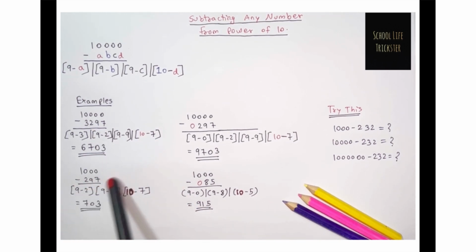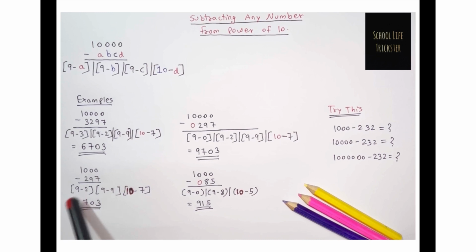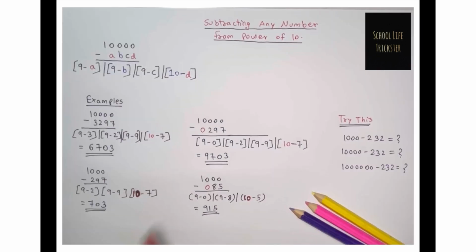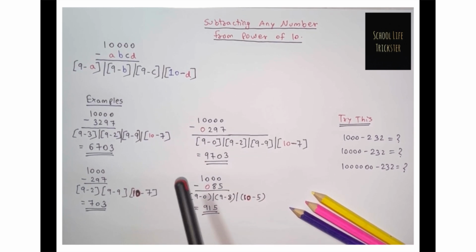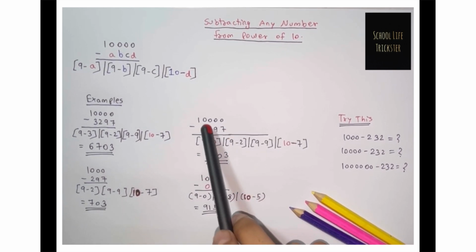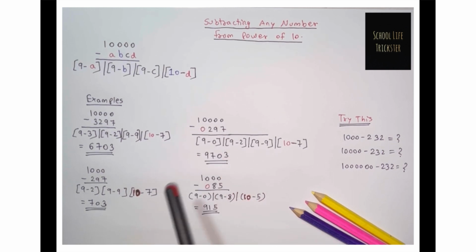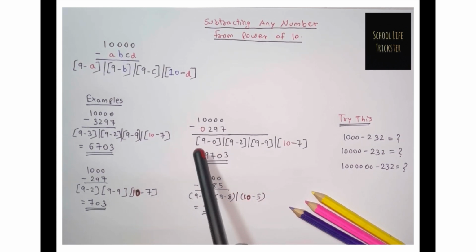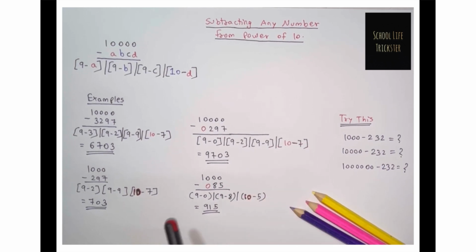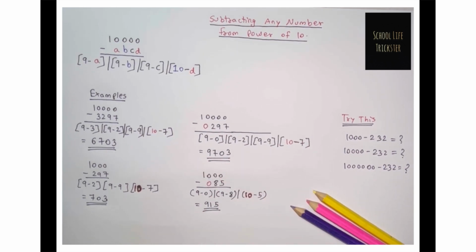Over here 1000 minus 297. So 9 minus 2, 9 minus 9, 10 minus 7. The answer is 703. Over here 10,000 minus 297. But here the number to be subtracted is 297, that is 3 digits, and the power of 10 has 4. So add 0 over here. So now the answer will be 9 minus 0, 9 minus 2, 9 minus 9, 10 minus 7. So 9703.